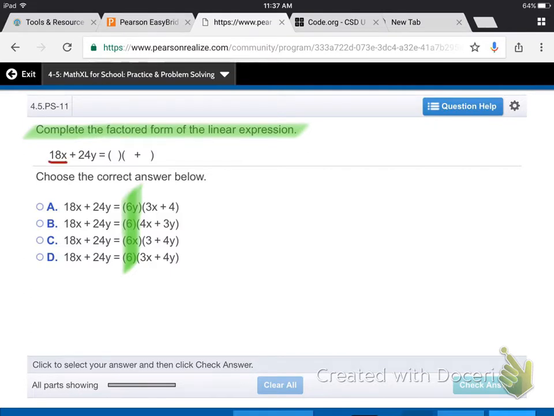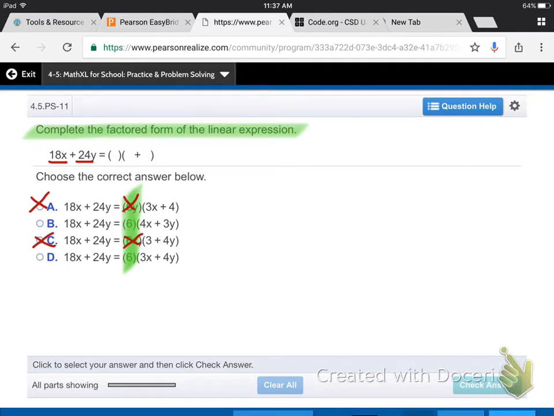These are our terms. Is there an x and a y or either one in both terms? Is there an x in both terms? Is there a y in both terms? No. So we know that there can't be a variable in our GCF. So that's out. That can't be that. It can't be that.